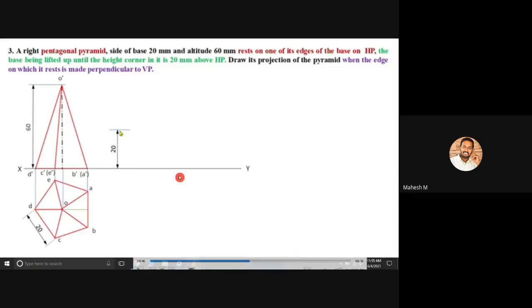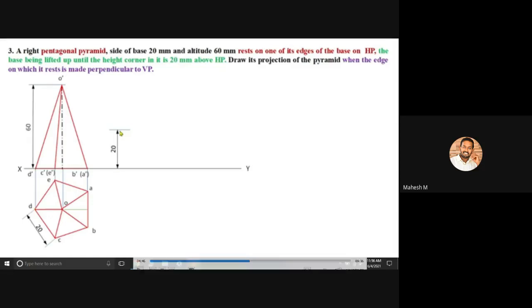Next, what is your condition? You can pick any point on your reference line. Okay, so please pick any point on your reference line. That point can be named B1 dash of A1 dash, because one of its base edge is on HP. So this is what our edge. This edge should touch the HP. So you can pick any point on the reference line, then you can measure the distance between B1 dash of A1 dash towards D dash.